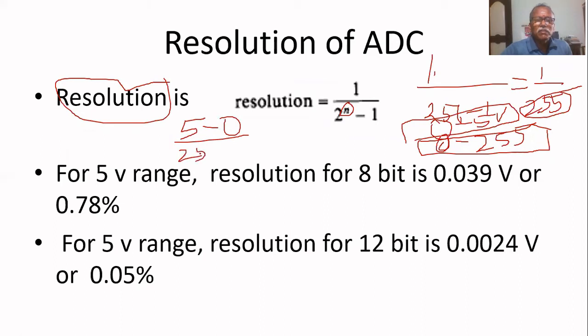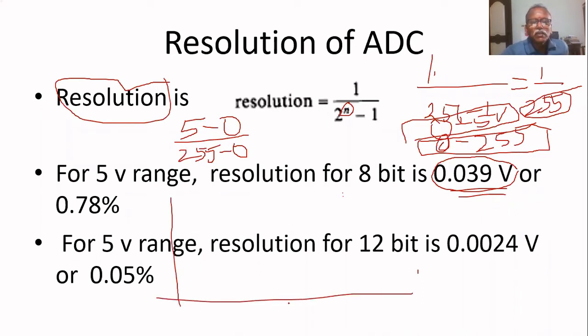255 maximum. Minimum is 0. So 5 by 255. That is 0.039 volts. So if any value is less than the difference between... suppose one value is sampled. Therefore, let us take this example.